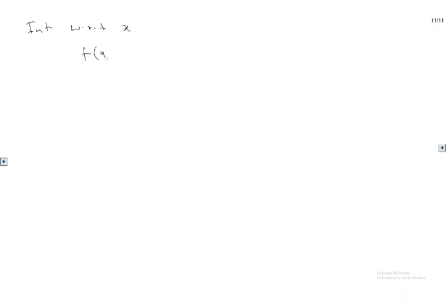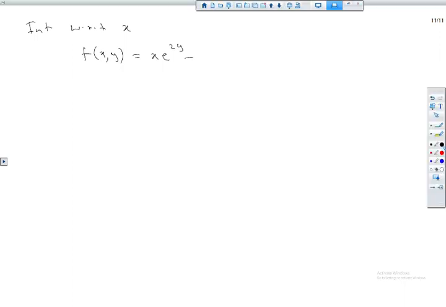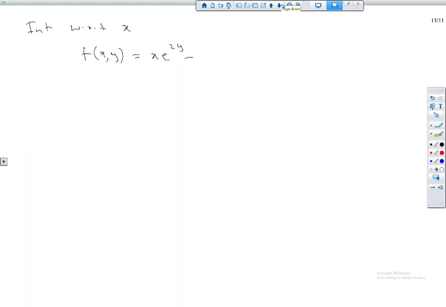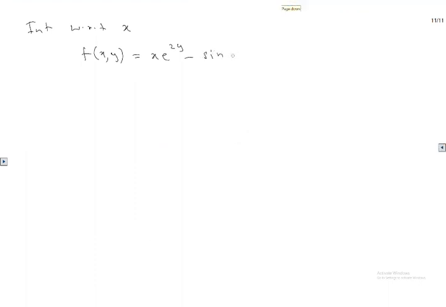So you're going to get f(x,y). If you integrate with respect to x, what are you going to get? x e to the 2y minus, so what is the integral? If you integrate with respect to x, what will happen here? You can see that y has been taken out. So if you integrate, it's simply going to be negative sine xy. So it is negative sine xy plus the unknown function.